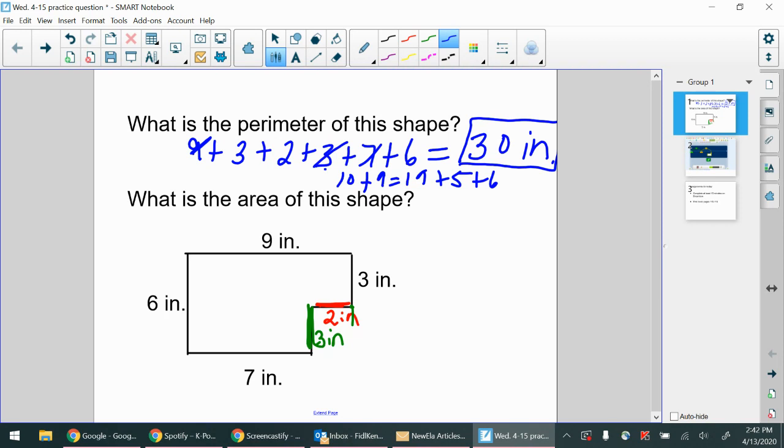Okay, now let's take some time to figure out the area. Now, if this were a perfect rectangle, if this little chunk wasn't missing, I could just take the length times the width and voila, I have my area. But remember that we don't have a perfect rectangle here. We have this chunk missing. So there's a couple different ways that you could go about finding the area of this shape. I'm just going to show you one.